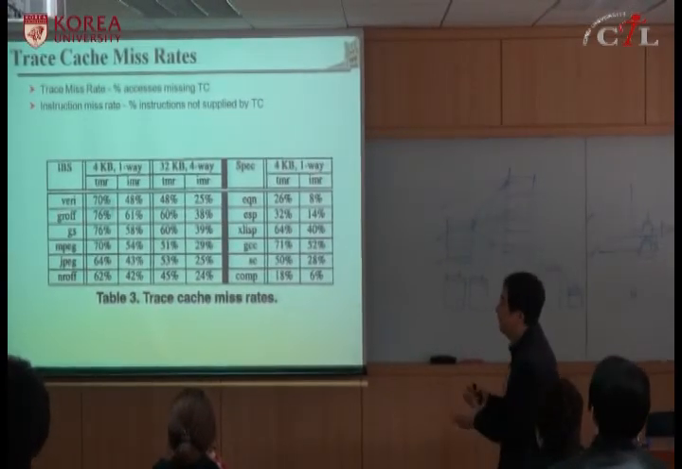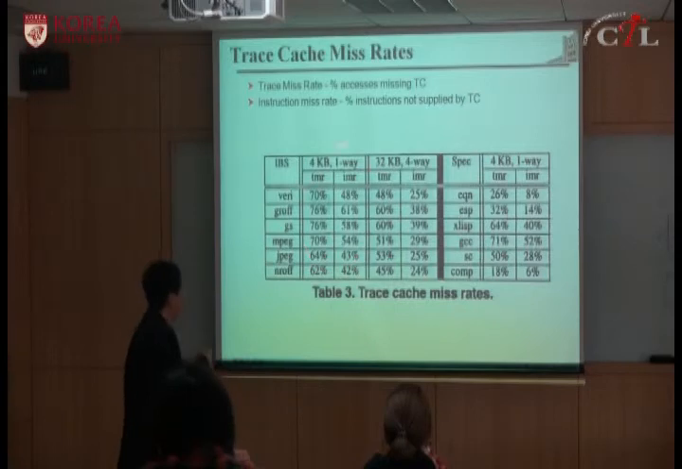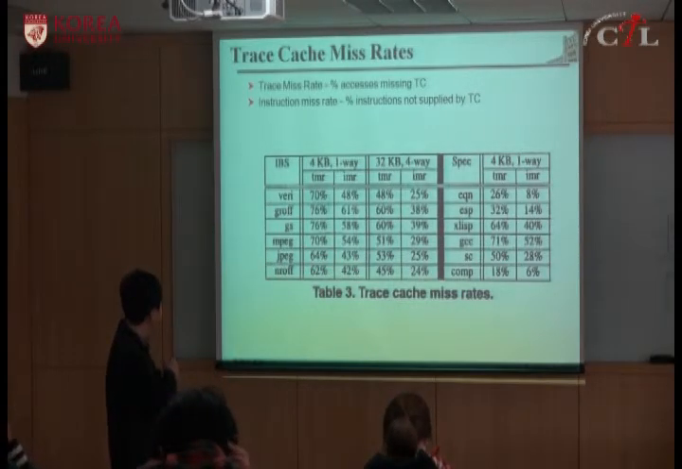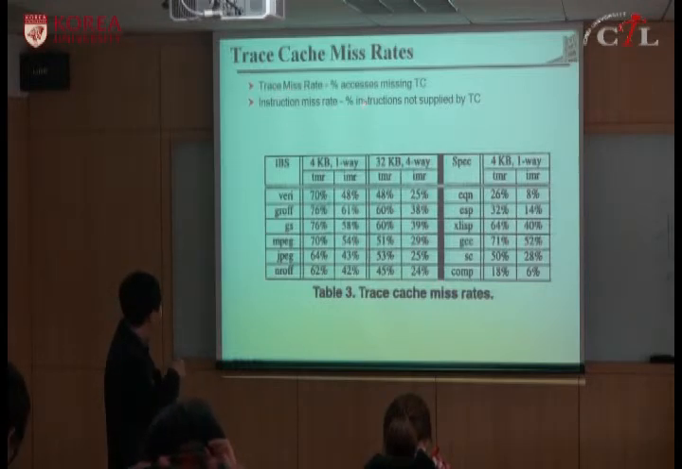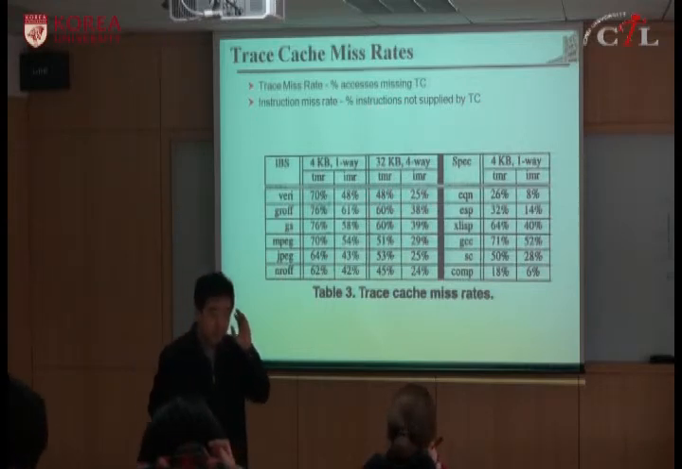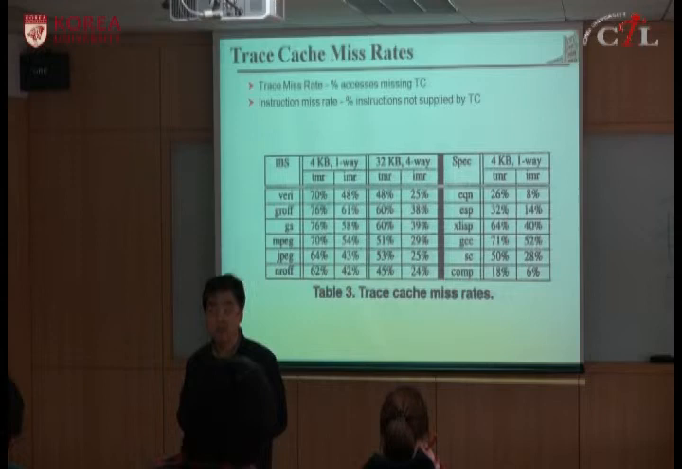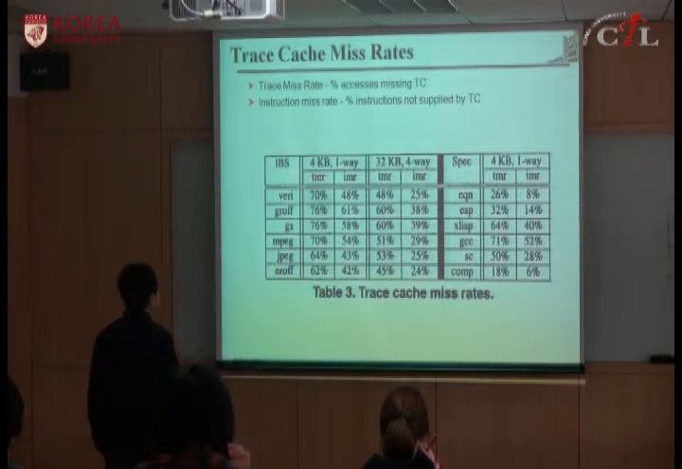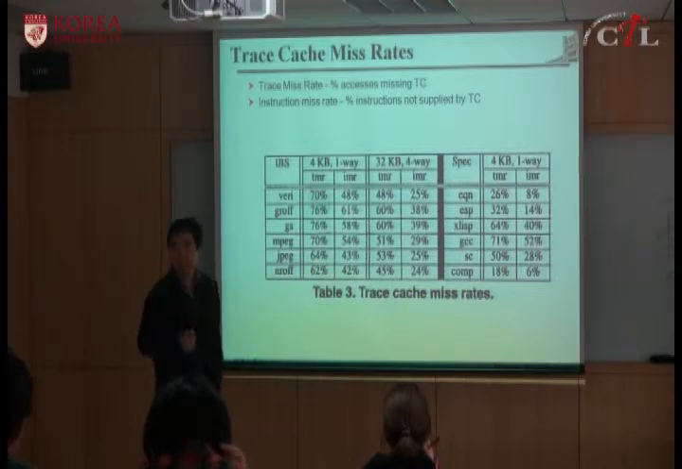And he did study, depending on the size and the organization, how efficient this trace cache is. So you have two miss rates. One is called trace miss rate, which is for the trace cache, it can be a hit or miss. And the second is how many instructions are not supplied by trace cache. Because on a hit of trace cache, you supply more instruction stream compared to instruction cache. So even though for this 4 kilobyte direct map cache for this IBS benchmark, trace cache miss rate is about 70%. So only 3 out of 10 you hit trace cache.